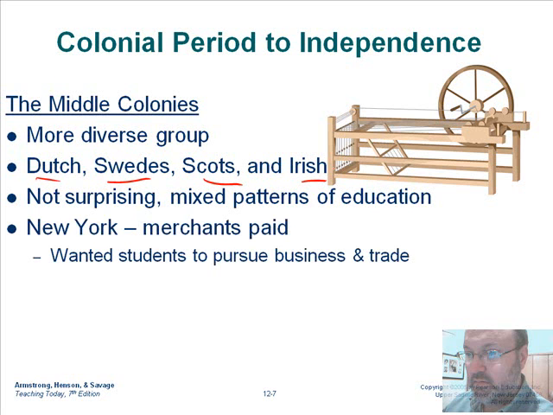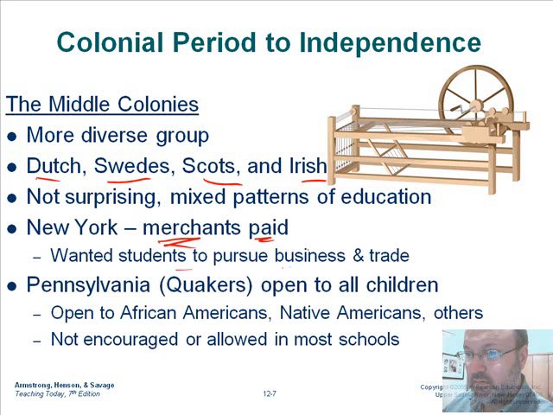Like in New York, the merchants paid. The local merchants had wealth, and they paid because they wanted the students in their area to pursue business and trade. So they knew they had to have schooling. Then Pennsylvania, the Quakers almost exclusively settled in Pennsylvania, and they still have their descendants there today. They were the first to be open to all children, including African American, Native American, and others not encouraged or allowed in most schools. They were what I call the first SPED school, in that they included all. They were open to all, and that was their tradition. You would come settle there because the kids would be welcome in the schools. Other than that, it seemed like students had to be from more affluent families.